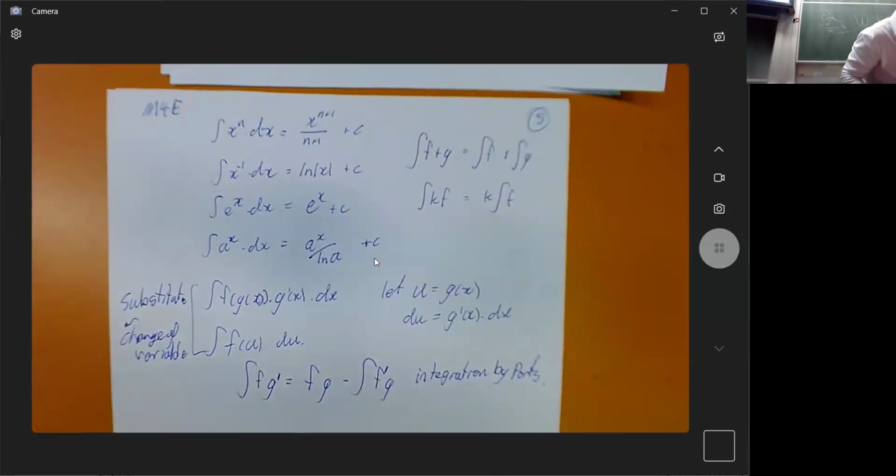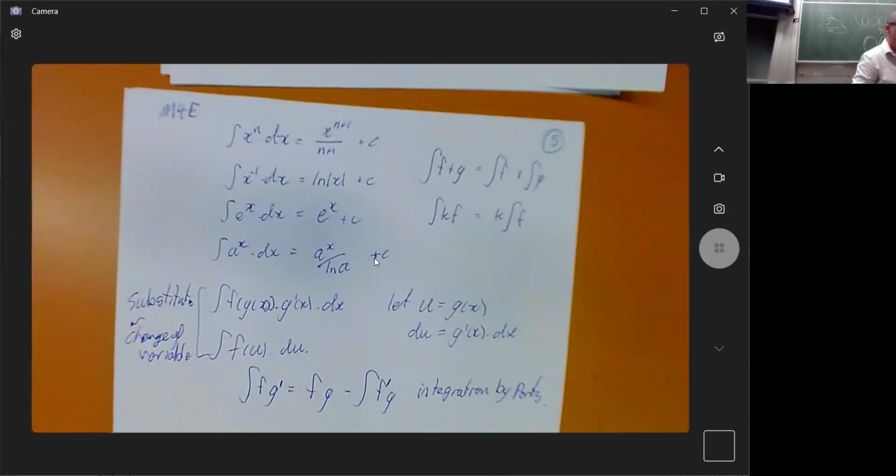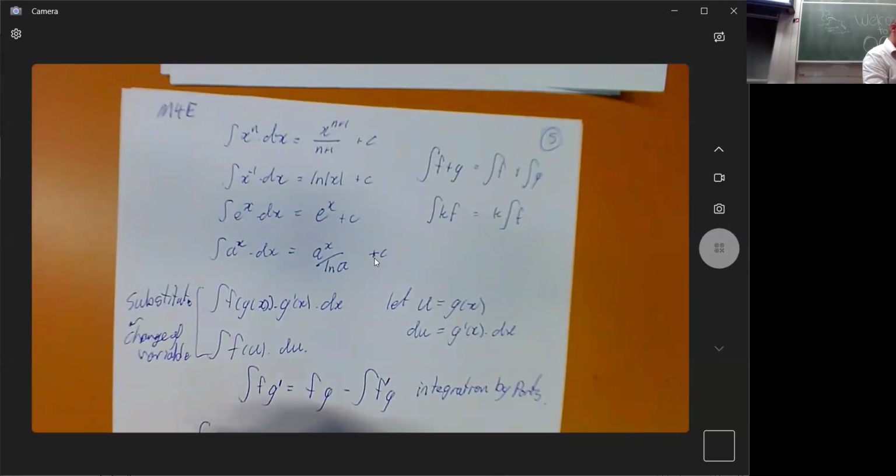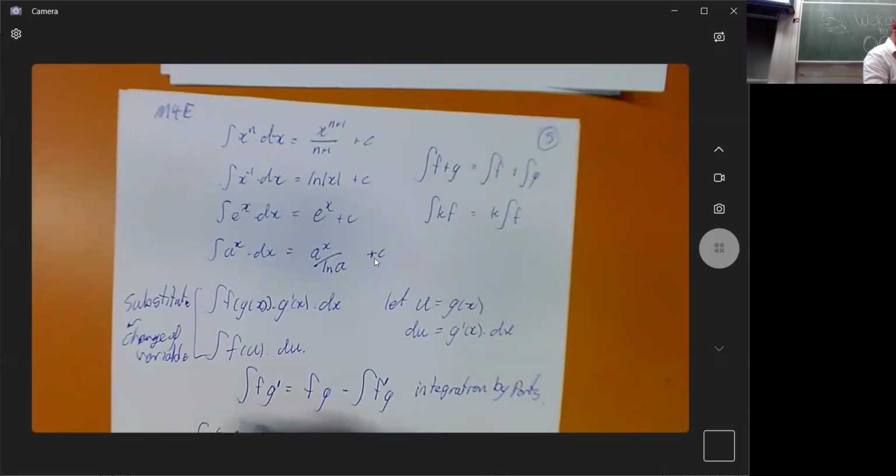So one of the really fun ones that I've done recently is if I do the integral of, say, x to the 6 ln of x.